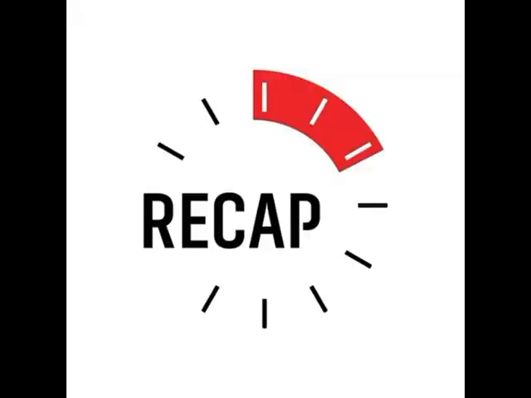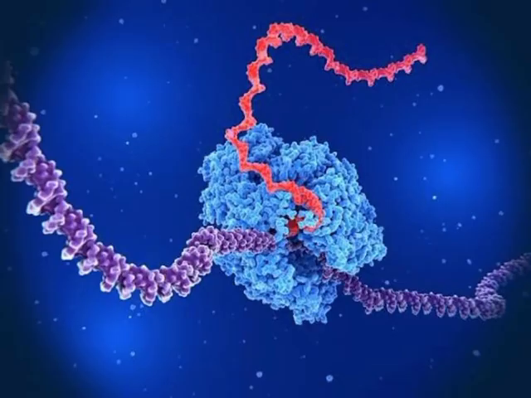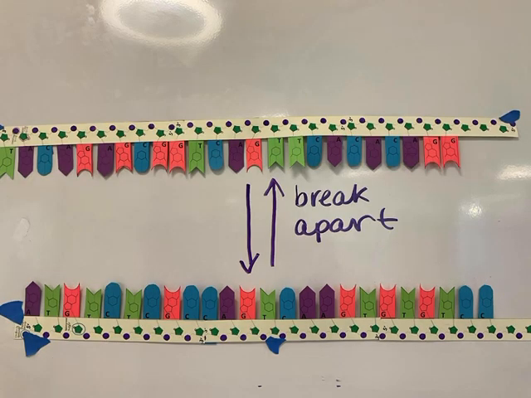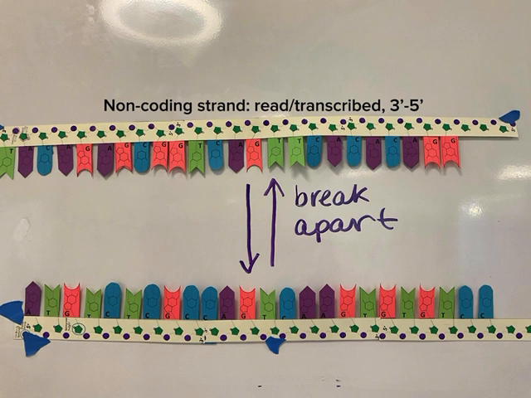Now here's a quick recap of the video. So step 1, transcription begins when an enzyme called RNA polymerase attaches to a segment of DNA. Step 2 is when RNA polymerase causes an area of the DNA helix to unwind and separate into two strands: the non-coding strand, which is read or transcribed by the RNA polymerase, and this is the 3' to 5' strand, and the coding strand, which is the 5' to 3' strand.